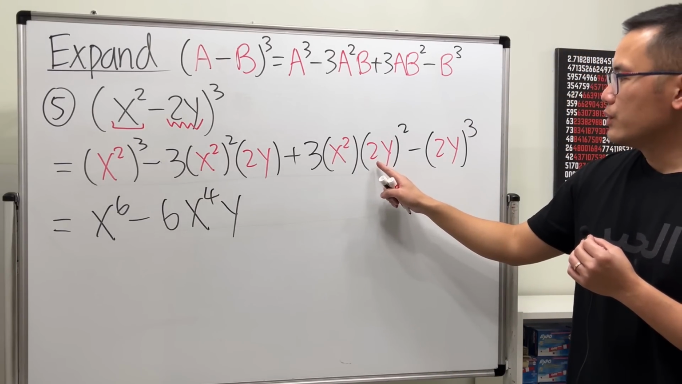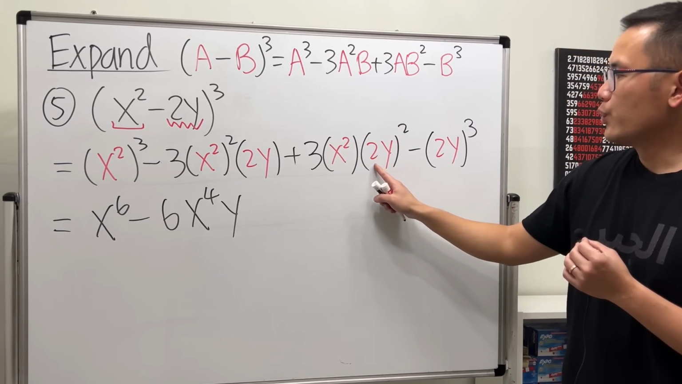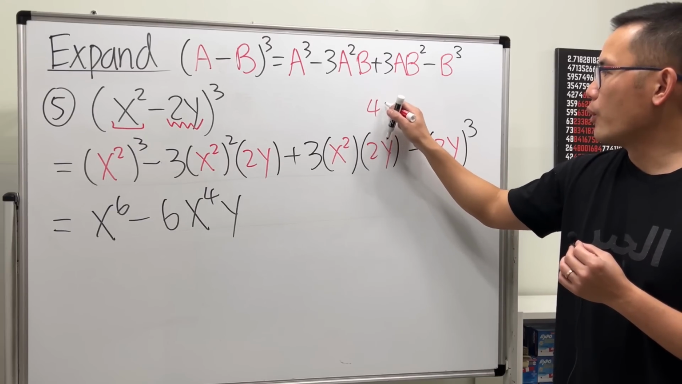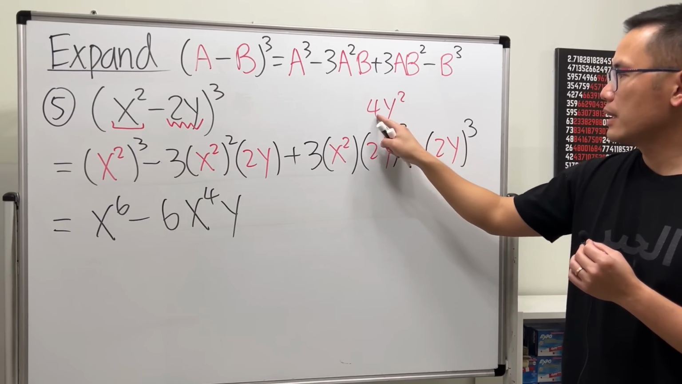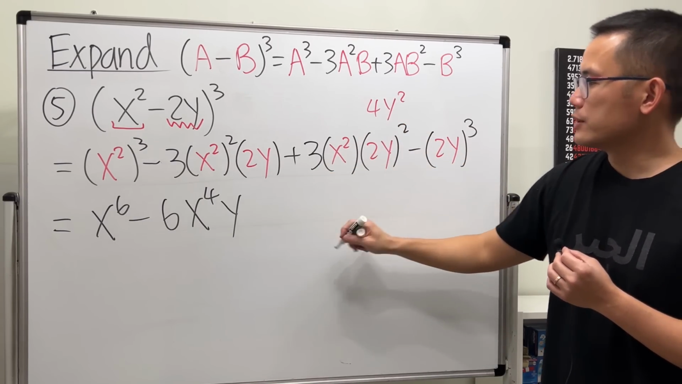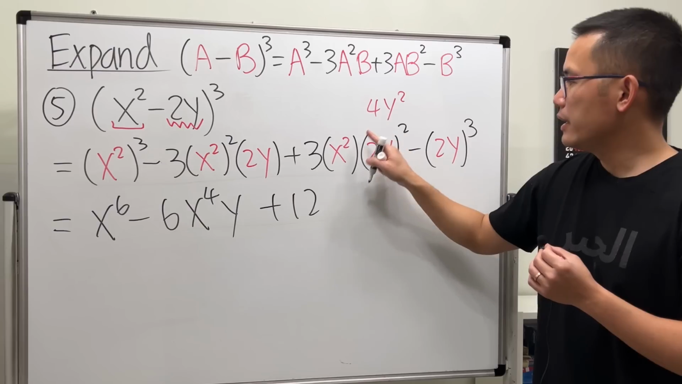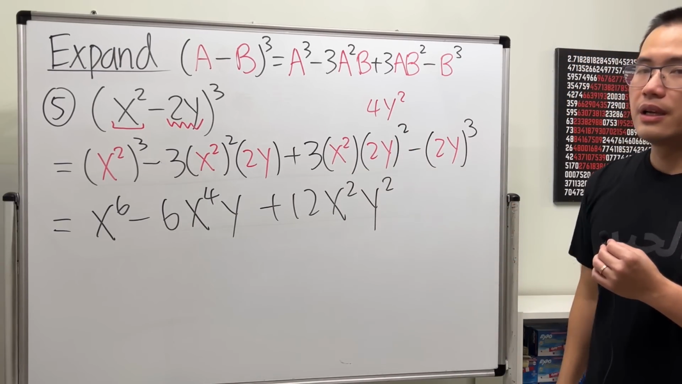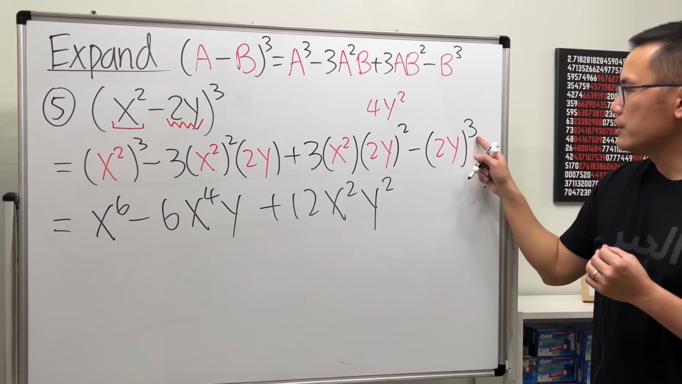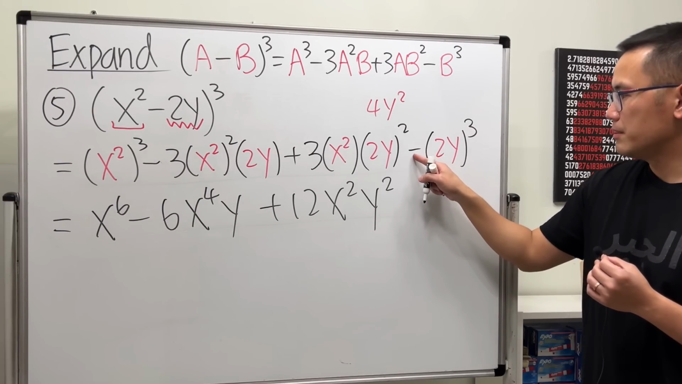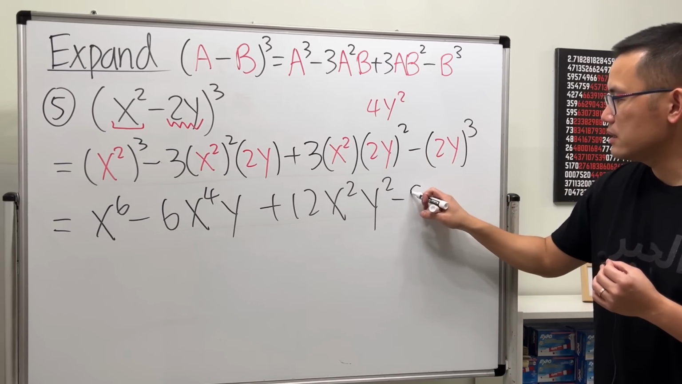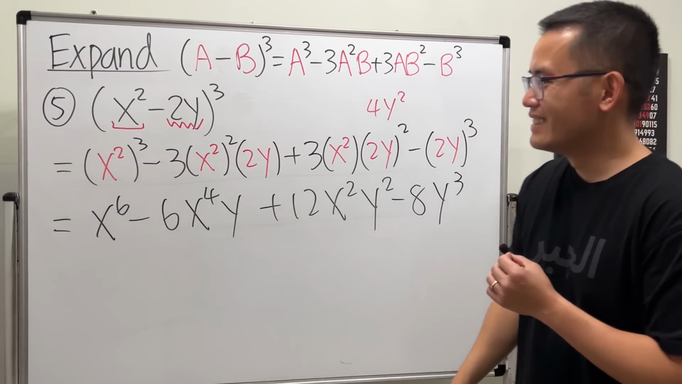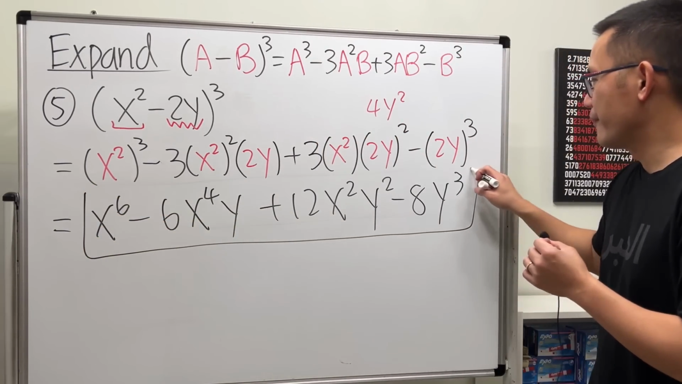For this one, we work this out first, right? Exponent part first. So 2y squared, that's 4y squared, right? 3 times 4 is 12. And then we have the x squared, and then this y squared. And finally, 2 to the third power is 8, and that's a minus, bring that down, and we have the 8, and then y to the third power. Yeah, just like this, right? Just like this.